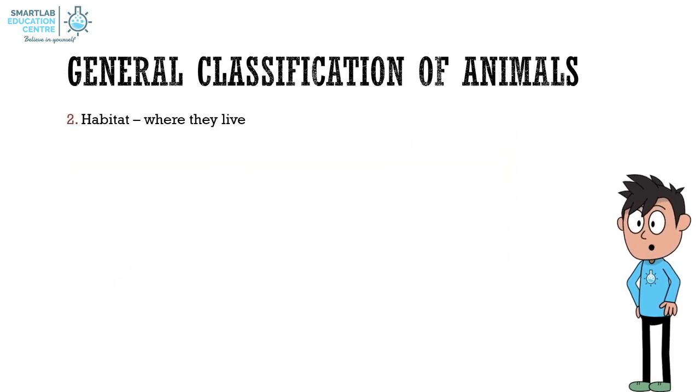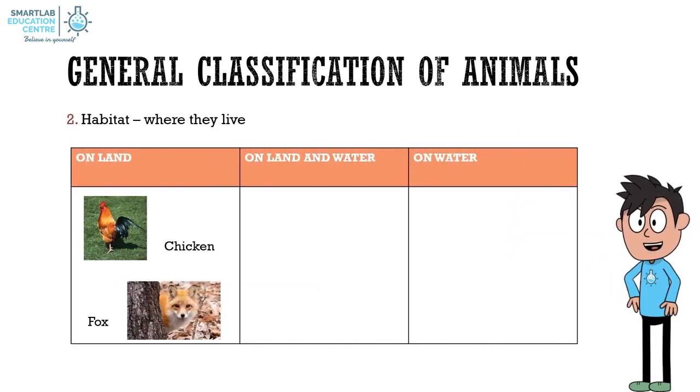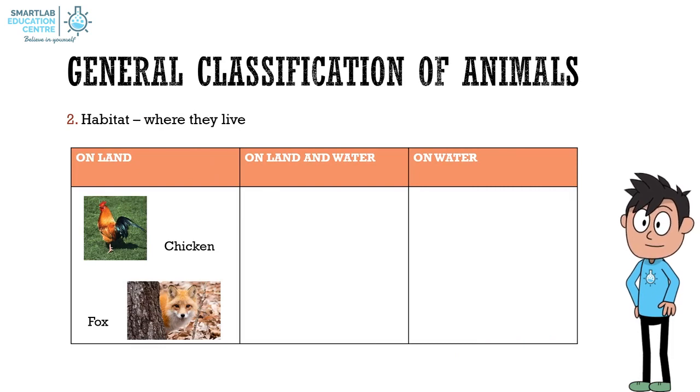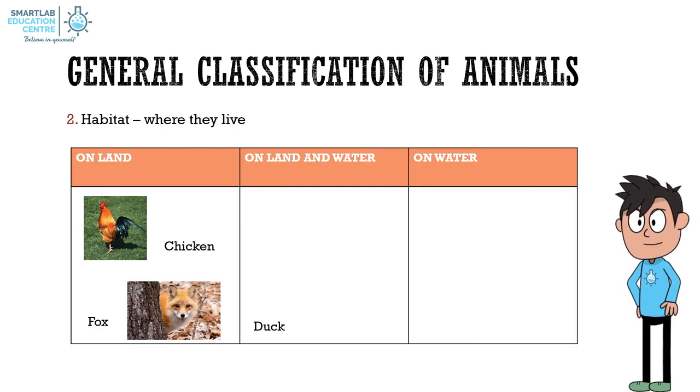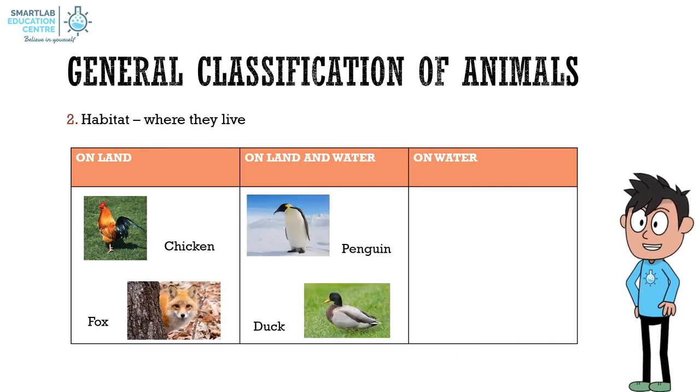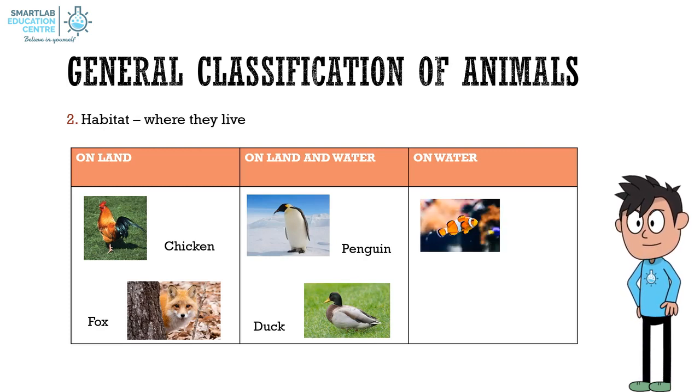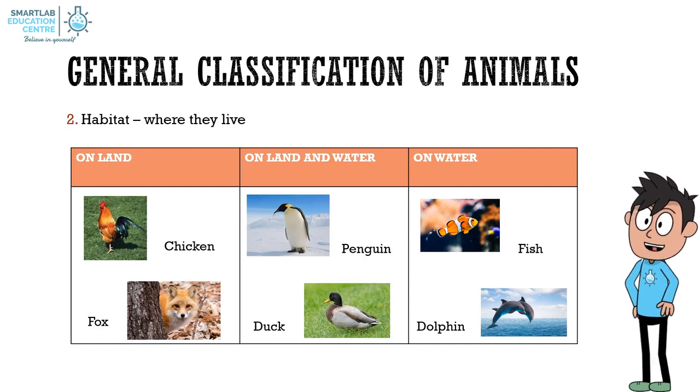Habitat, the place where they live. Some live only on land, for example chicken and fox. Some can live both on land and water, for example penguin and duck. Some live only in the water, for example fish and dolphin.